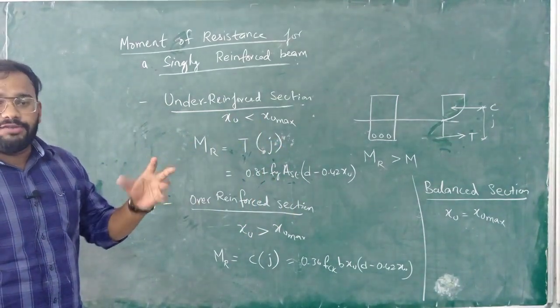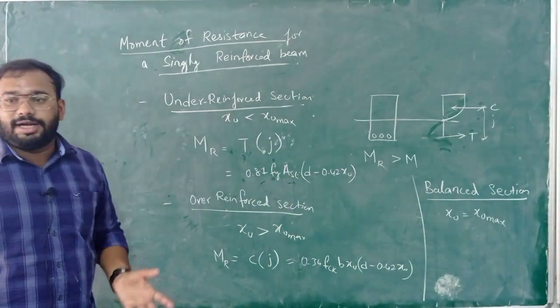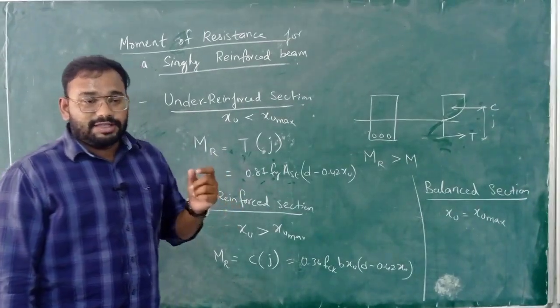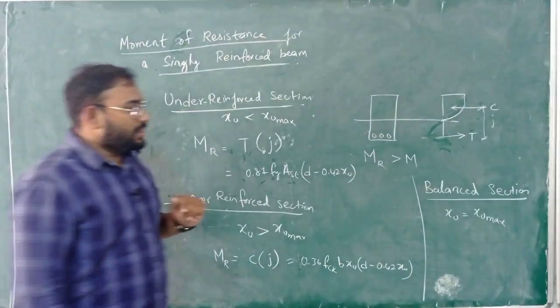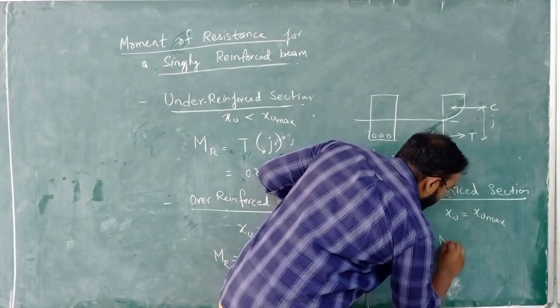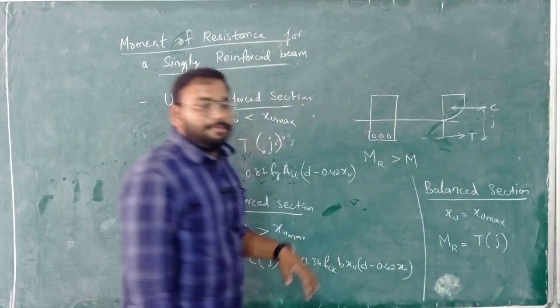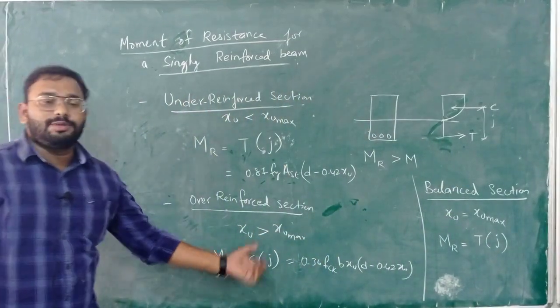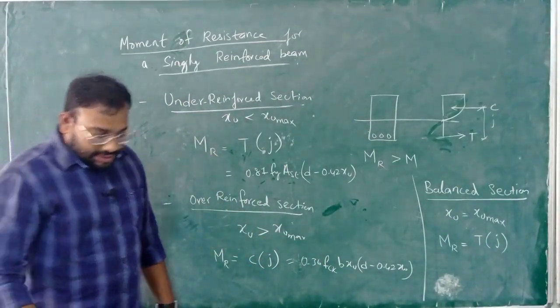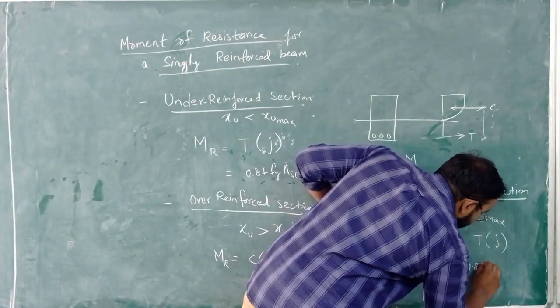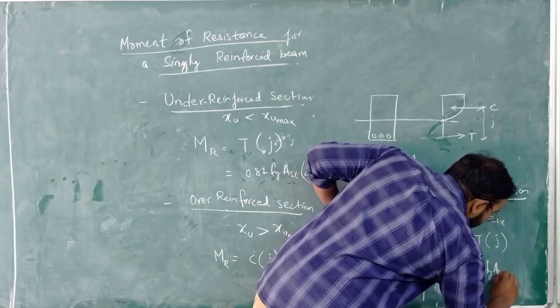Now, suppose you got a section like this. It is a balanced section. This is visible, right? Now, balanced section means XU is equal to XU max. Now, what is happening here? Steel and concrete are supposed to fail simultaneously here.